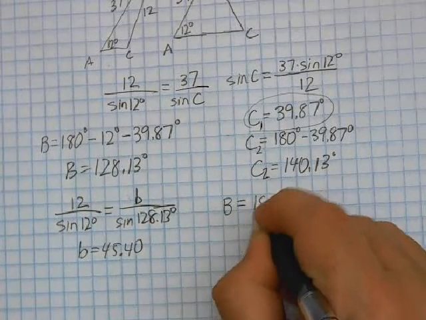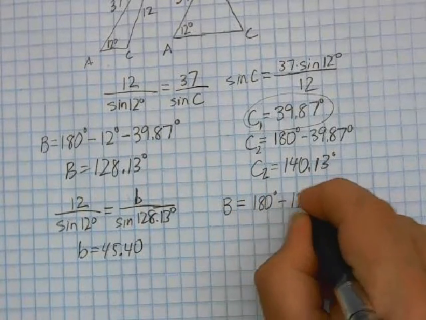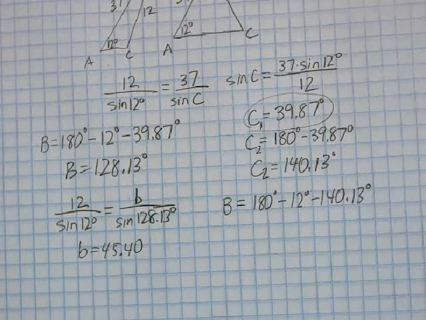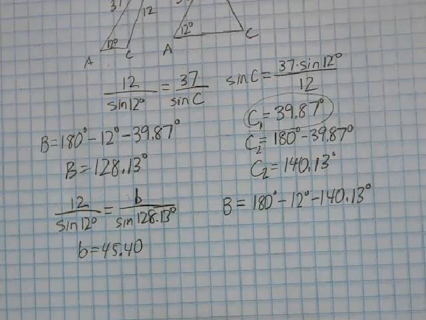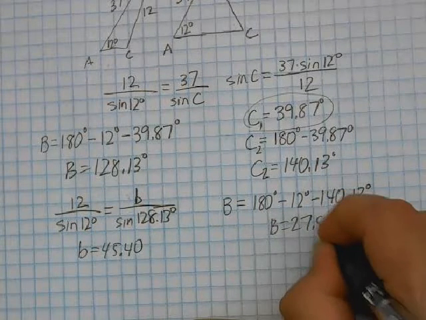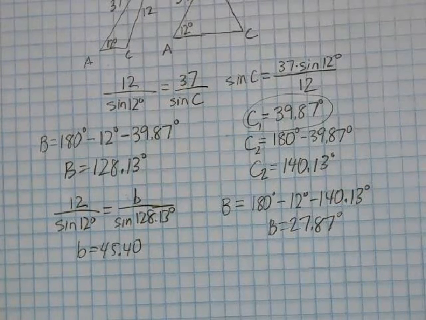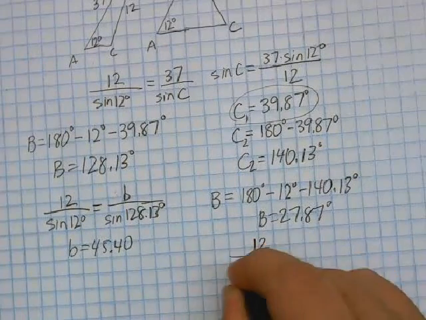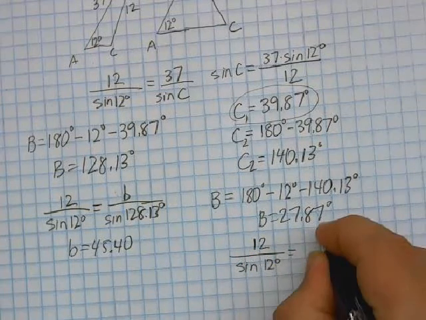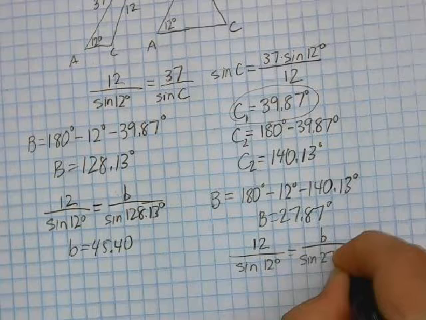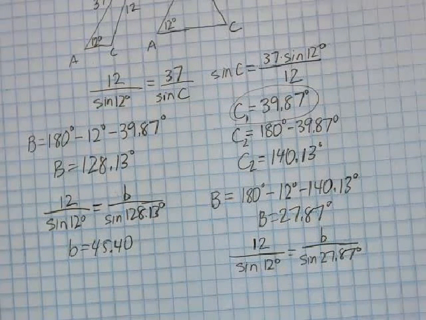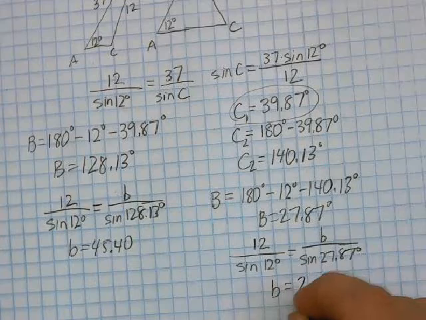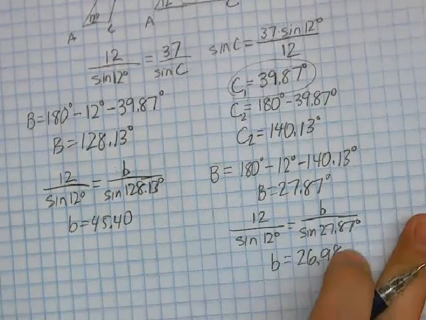Now, for the other possible triangle, we get 27.87 degrees. And we get 26.98.